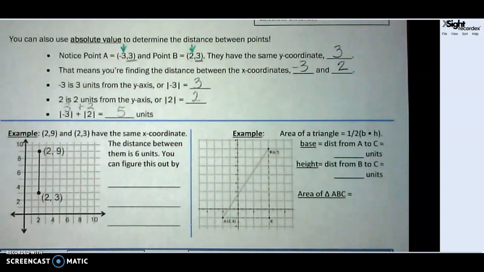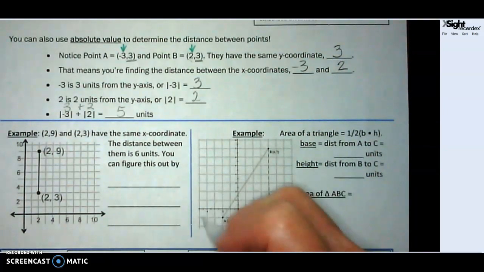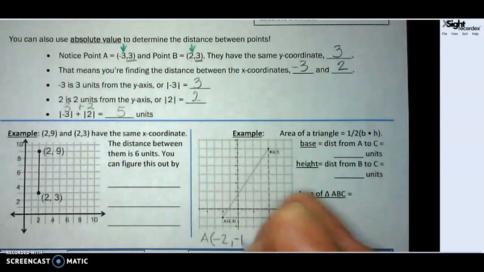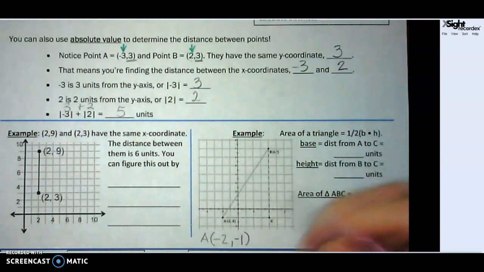So if you have a pencil, I would suggest that you get a pencil and at least a sheet of paper so that you can write some of this stuff down, because it'll be harder for you to draw on the screen. So let's write down the points for A. It is -2, -1, because I go over 2 in the negative direction from 0 and go down 1.